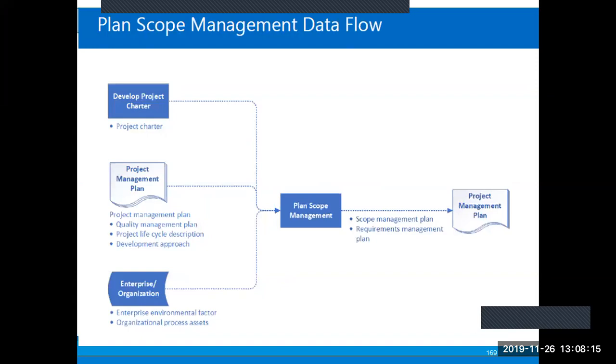We are looking at the data flow diagram here for plan scope management. At the inputs, we have the project charter coming out from develop project charter under integration, and it comes in as an input to plan scope management. So you need the project charter to plan the scope management. You need the project management plan, which contains quality management plan, project life cycle description, and development approach to plan the scope management. Now, why is quality management necessary?